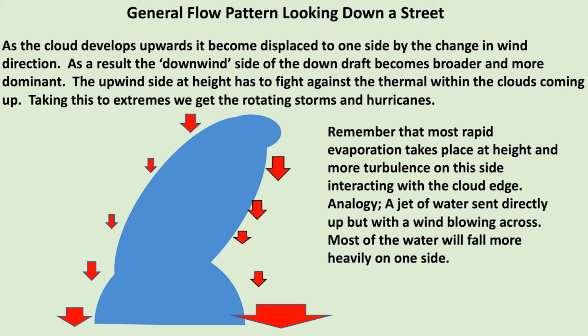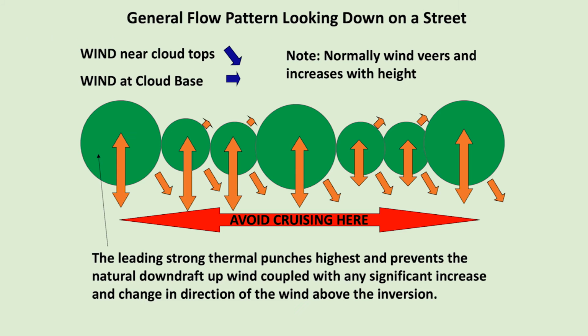Remember that most rapid evaporation takes place at height, and more turbulence on this side interacting with the cloud edge. And so the analogy then is a jet of water sent directly up, but with a wind blowing across. Most of the water will fall more heavily on one side. So we know that normally, but not always, wind increases and veers with height.